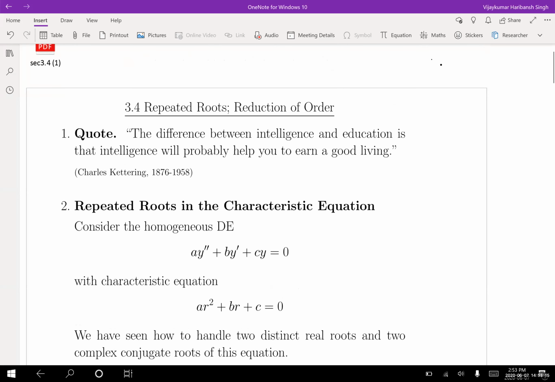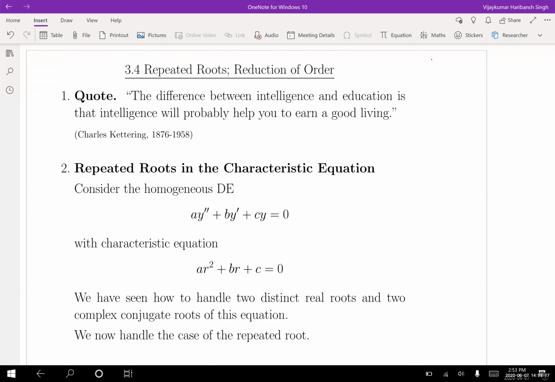Welcome, students. Recall, in last class, we were trying to make sense of the homogeneous differential equation ay'' + by' + cy = 0, where a, b, and c are constants. Out of that, we got the characteristic equation ar^2 + br + c = 0, and we have dealt with two cases already. So there are three cases.